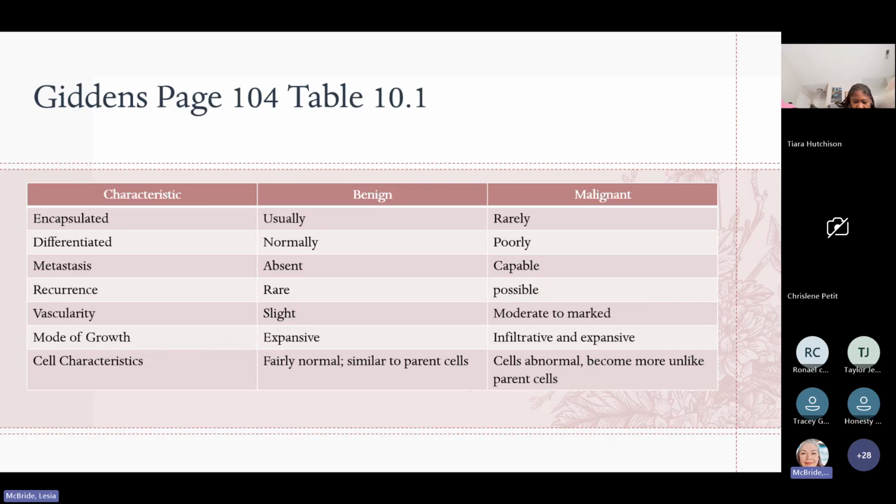Of course, mode of growth: if it's benign, it's expansive. If it's malignant, it's infiltrative and expansive. And then the cell characteristic, again, if it's benign, it's very similar to the parent cell. If it's malignant, it's very abnormal or very different from the parent cell.